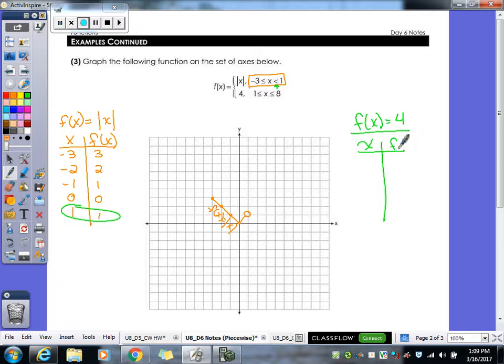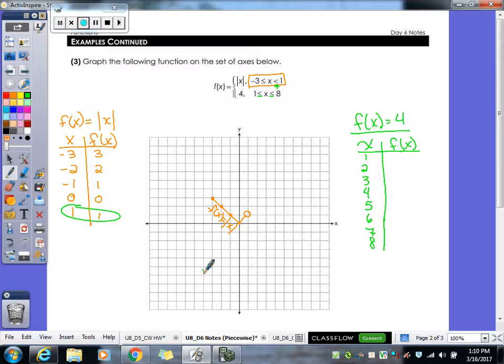So then we'll set up for our other one. F of x equals 4 would be our other equation. Our x's that time go from what to what? 1 to 8. What are our circles going to be, open or closed? Yep, these are both going to be closed. These both have the or equal to. So these are going to be closed.